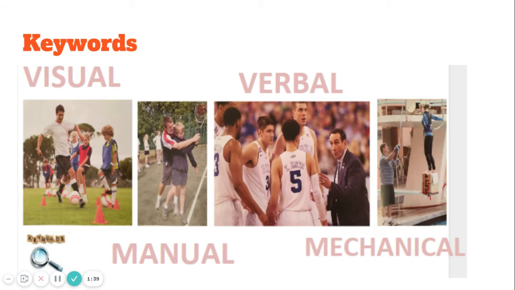So we've got 4 different types. We have visual, manual, verbal, and mechanical. And in each image, you'll have a clue as to why.